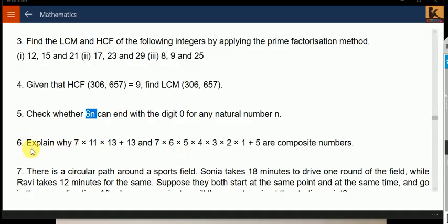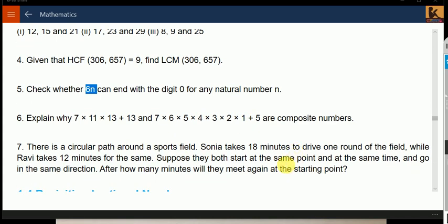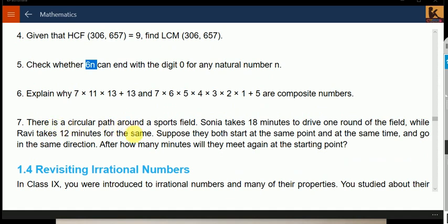Now the sixth question: explain why 7 into 11 into 13 plus 13, and 7 into 6 into 5 into 4 into 3 into 2 into 1 plus 5 are composite numbers. Just first calculate the number in both the terms and find out their factors. If it has only two factors, itself and 1, then it is prime. And if it has more than two factors, then it is a composite number. You will get more than two prime factors of both of these, so you can say that it is a composite number. Over here, there is a circular path around the sport field.